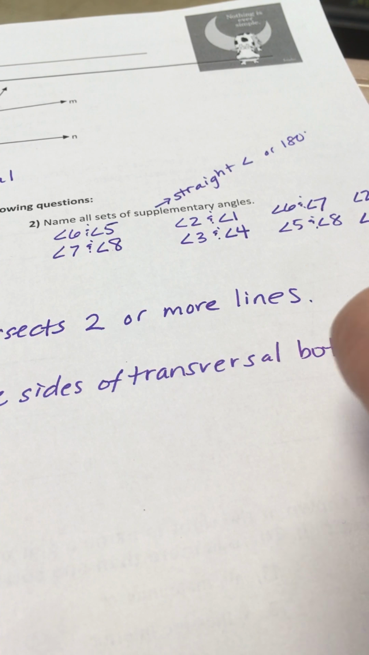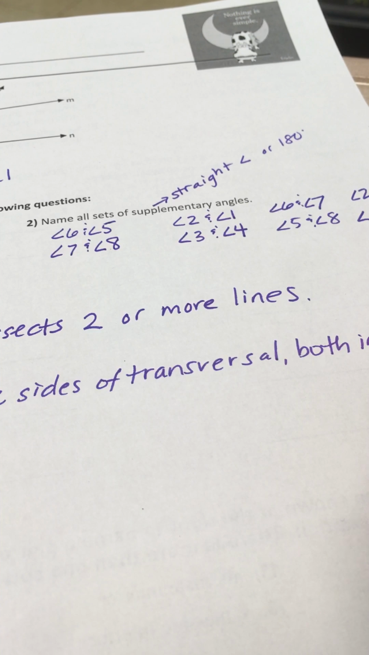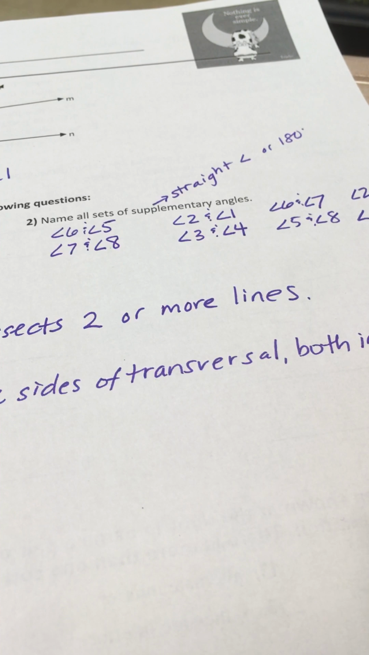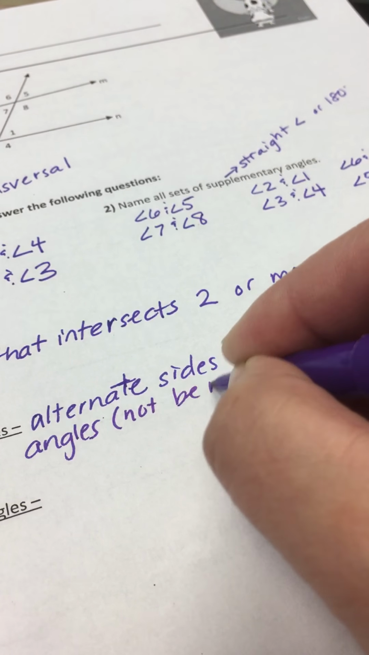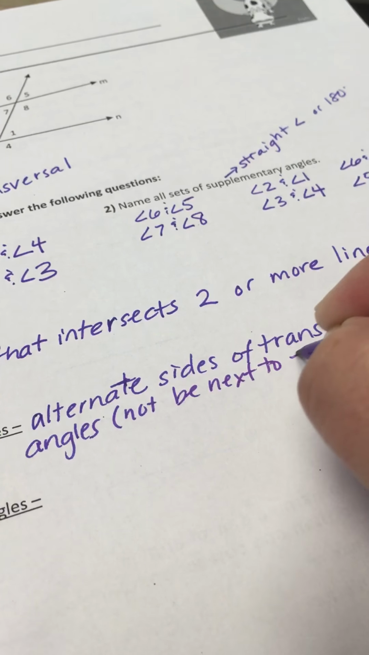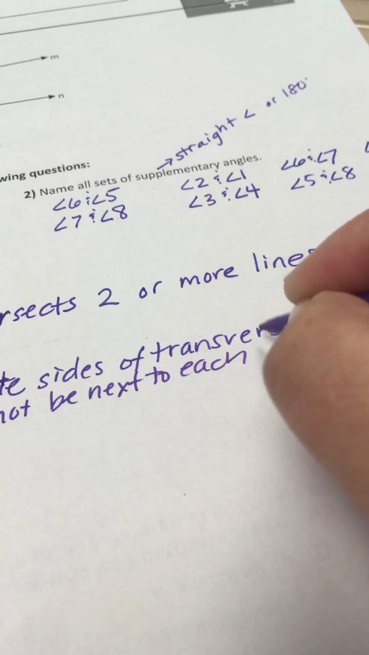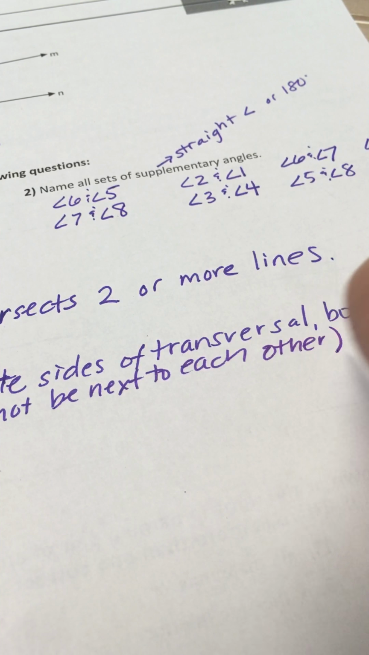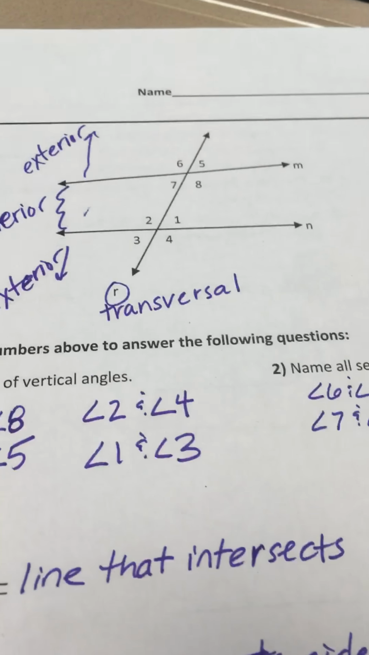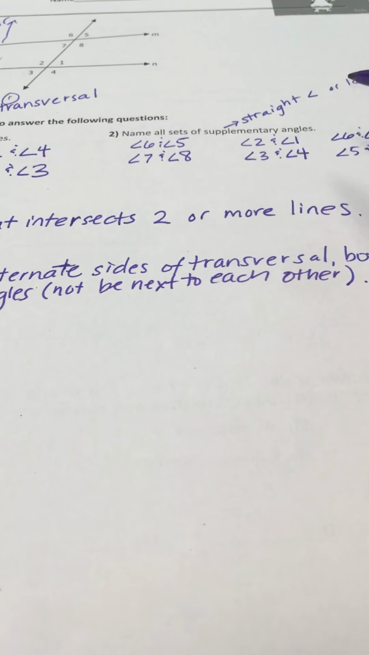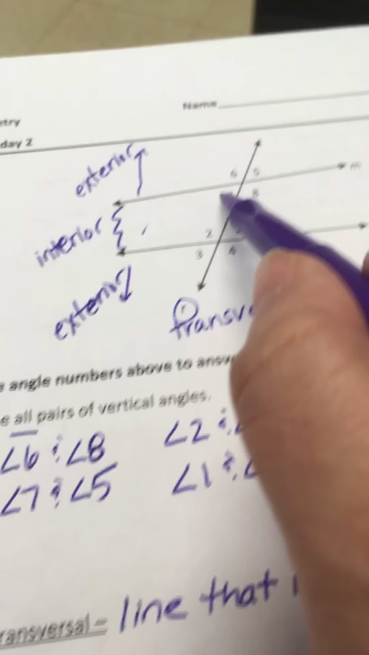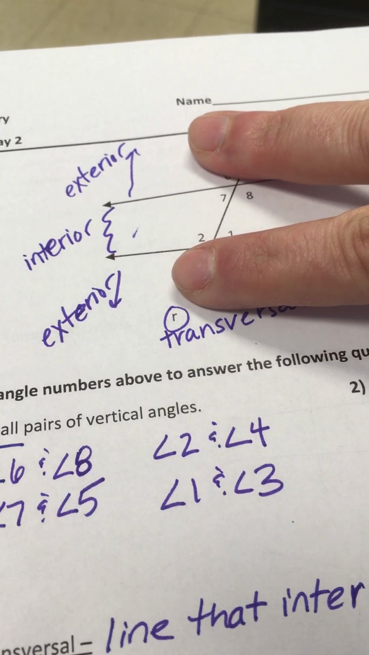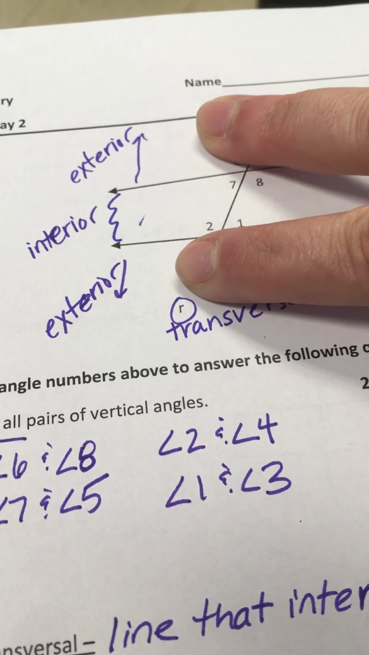Both interior angles, but they cannot be next to each other. Slow down. 7 and 8, we already named, so those are two of them inside. So we're only looking on the inside of these two angles, inside the lines.